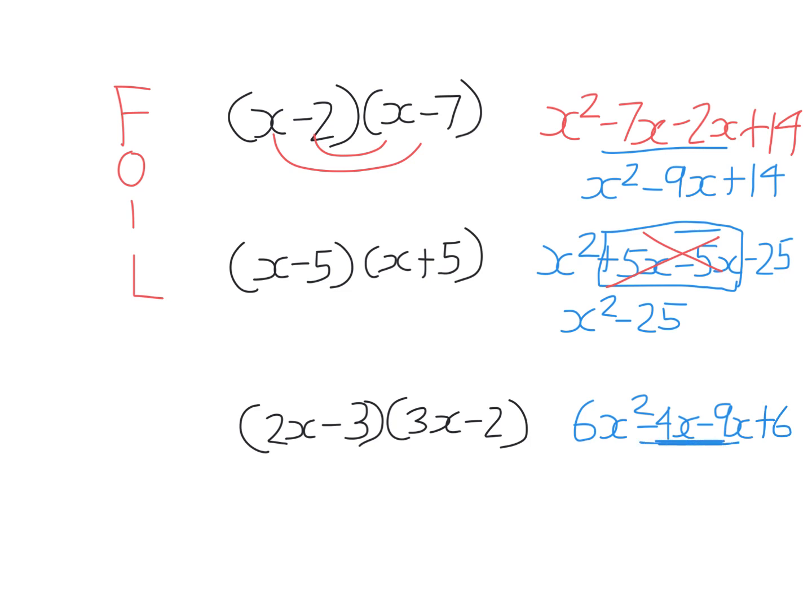So here we have two middle terms. They don't cancel out this time. Negative 4 minus 9 is negative 13. So this is our final answer, and we're done.